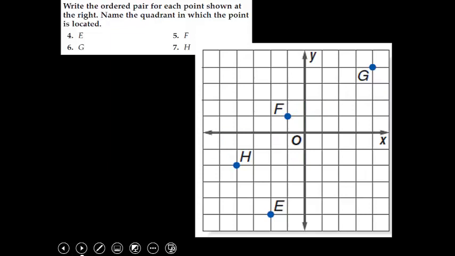Guided practice. For guided practice, I want you to pause the video, answer the questions, and then come back, play the video, and check if your answers are correct by matching them with mine. Those are the answers for questions 4, 5, 6, and 7.